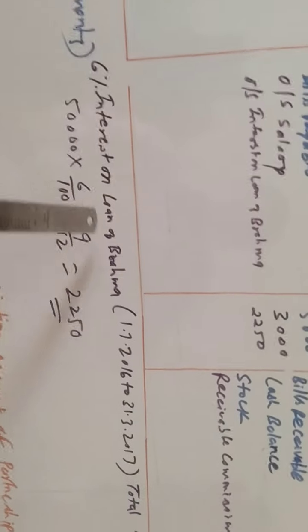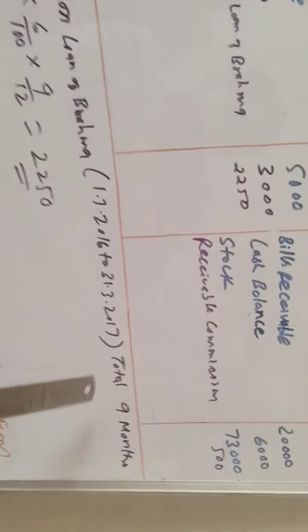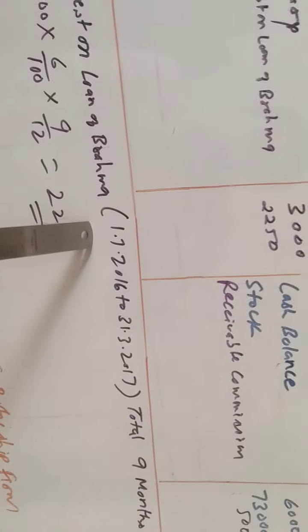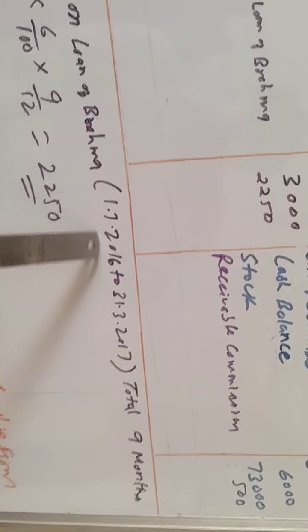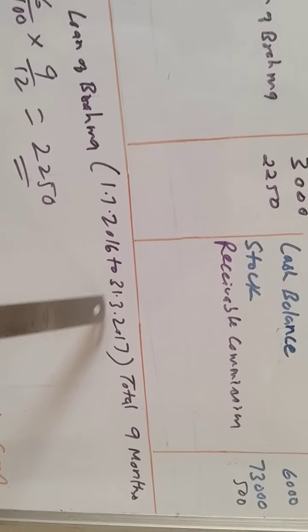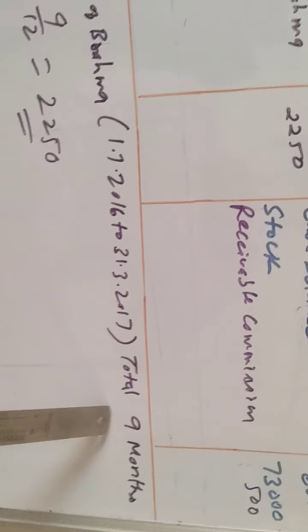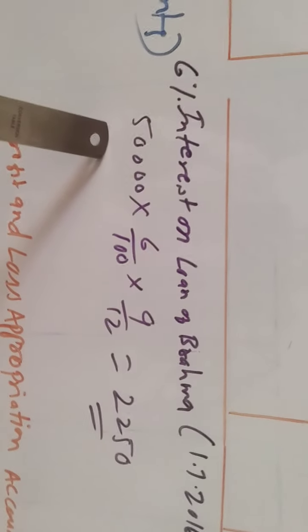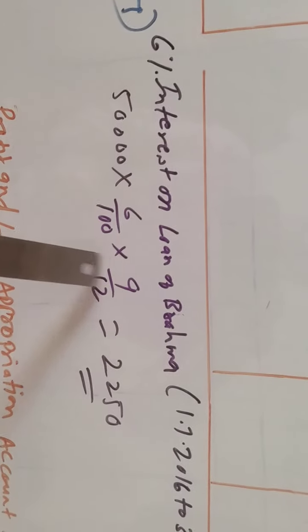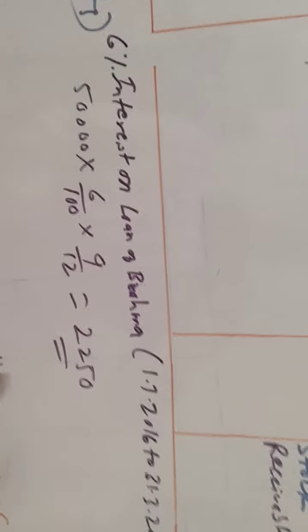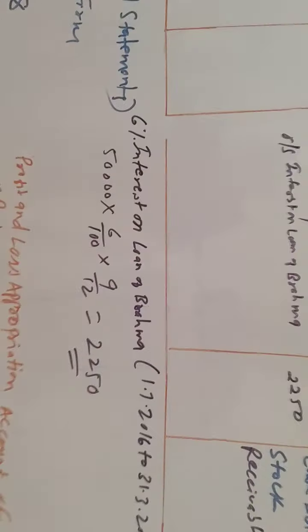6% interest on loan of Brahma for a total of 9 months. Why 9 months? Because the loan was granted on 1/7/2016. So 1/7/2016 to 31/3/2017, how many months? Total 9 months. Here is the calculation. 50,000 is the loan amount, 6% is the rate of interest, and 9 months, so 9/12. Amount comes to 2,250.